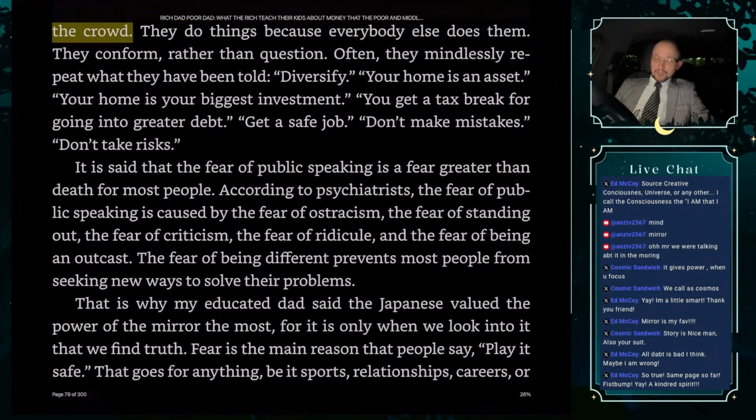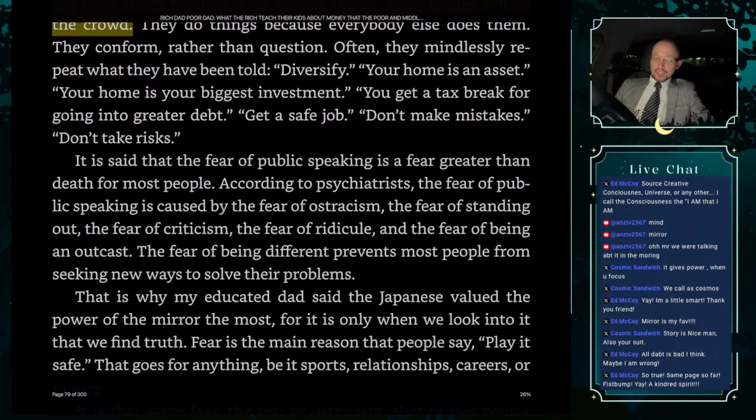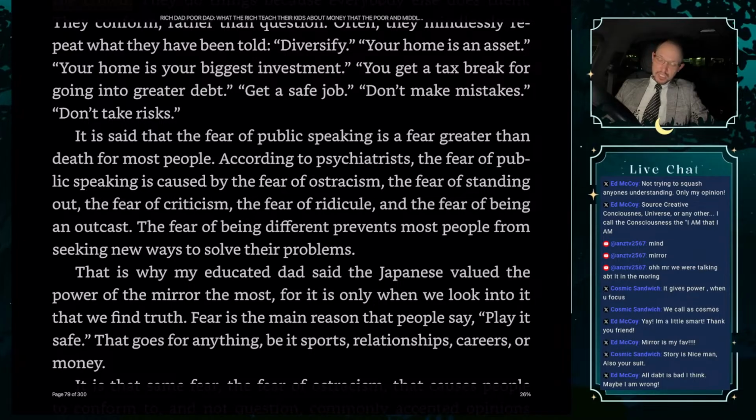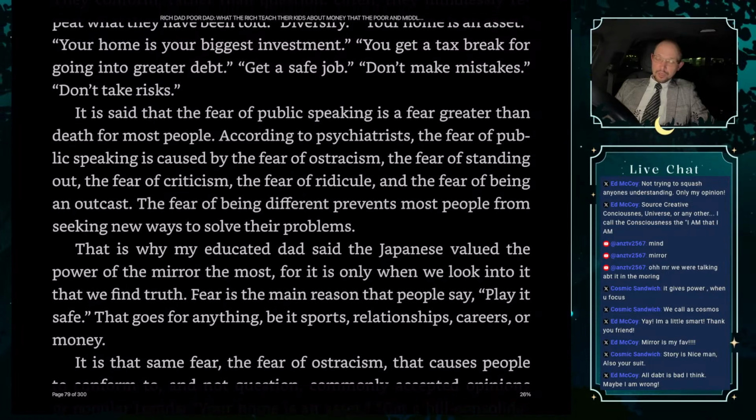It is said that the fear of public speaking is a fear greater than death for most people. According to psychiatrists, the fear of public speaking is caused by the fear of ostracism, the fear of standing out, the fear of criticism, the fear of ridicule, and the fear of being an outcast. The fear of being different prevents most people from seeking new ways to solve their problems.